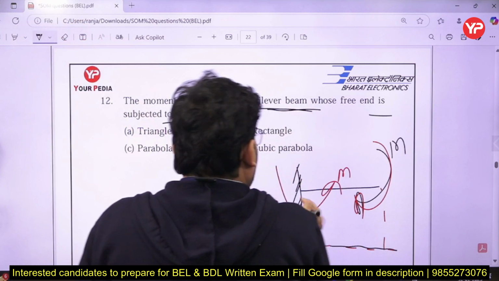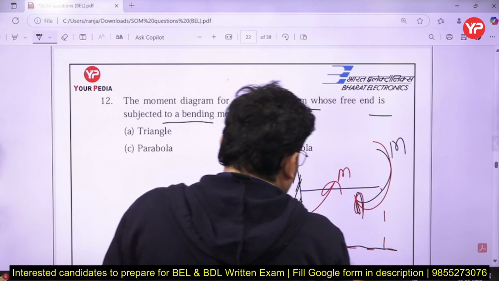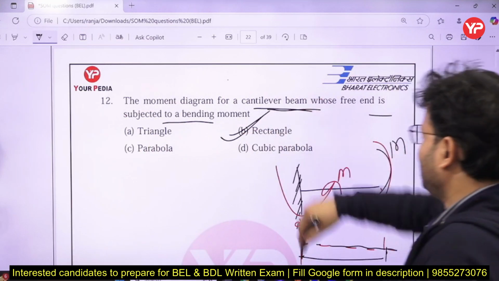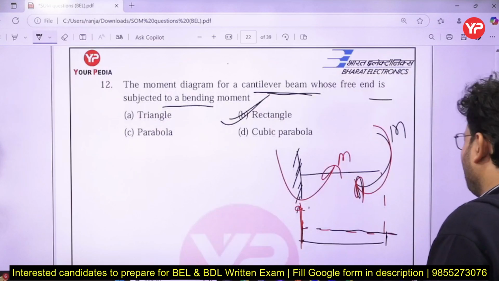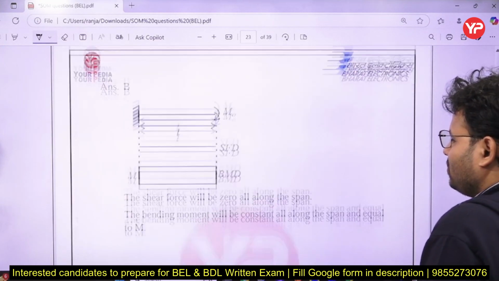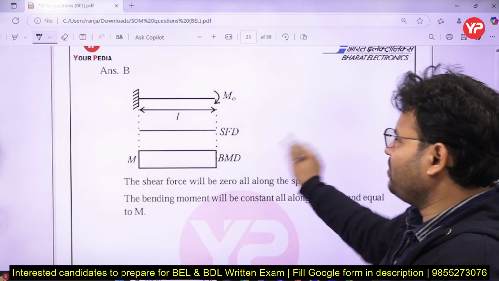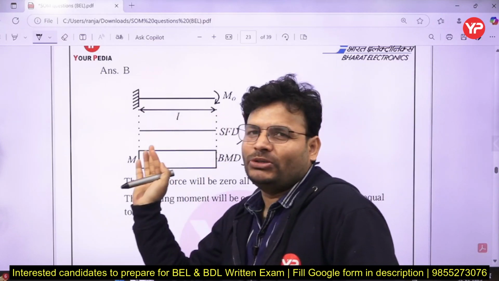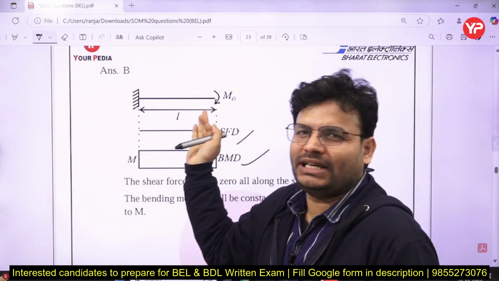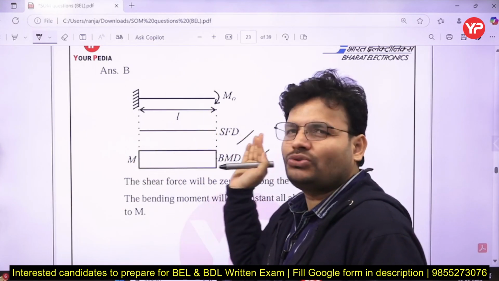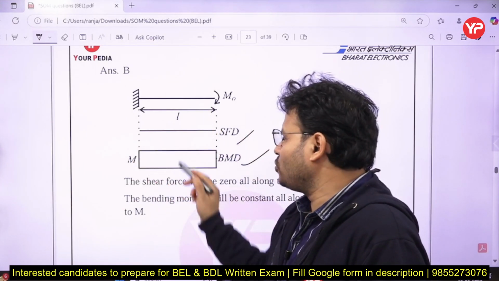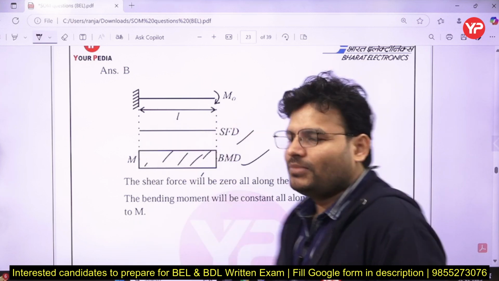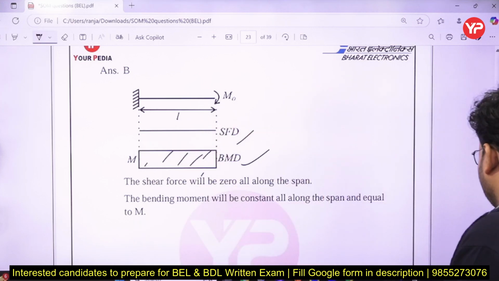Anti-clockwise, moving left to right anti-clockwise, so we will get something like that. That is what you can simply say is rectangular, because it is constant everywhere, nothing is going to change. So we can say that is the BMD. Here shear force will be 0 everywhere, because there is no shear loading acting. So shear force will be 0 throughout. Only bending moment you are going to find.